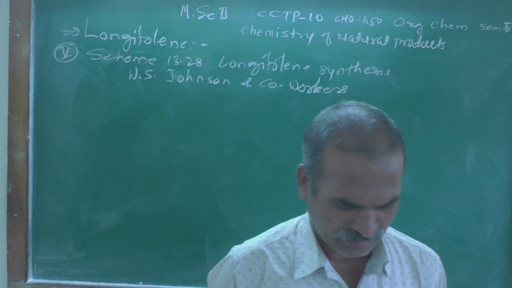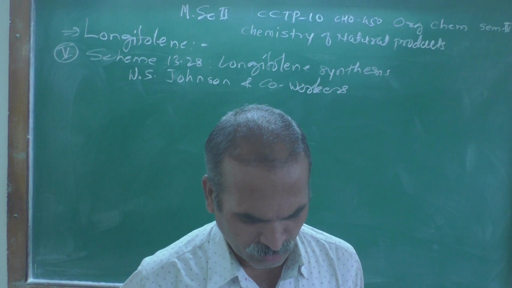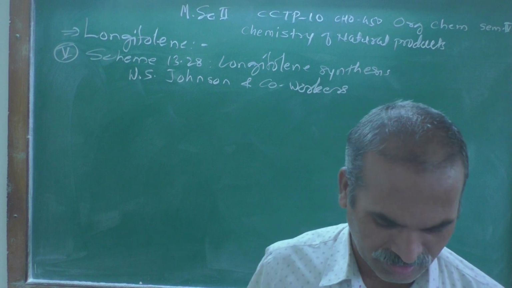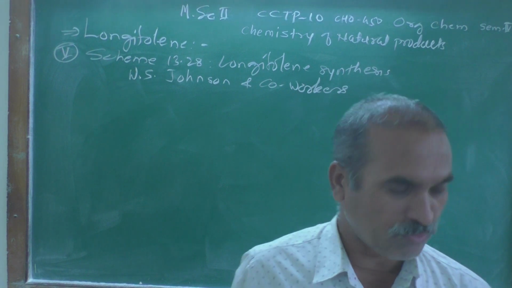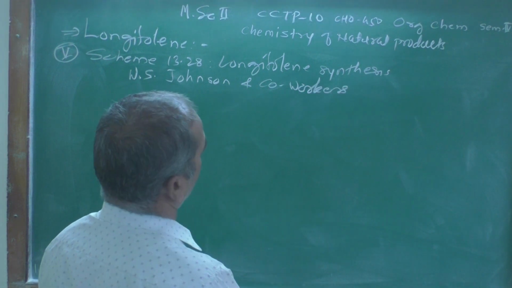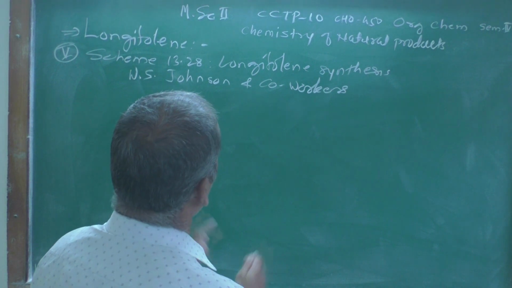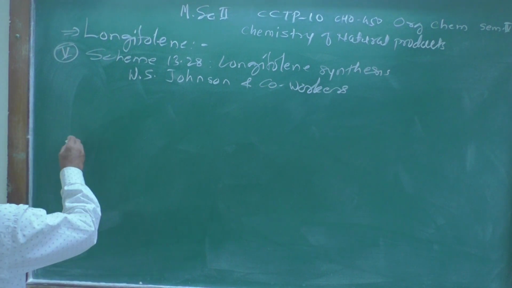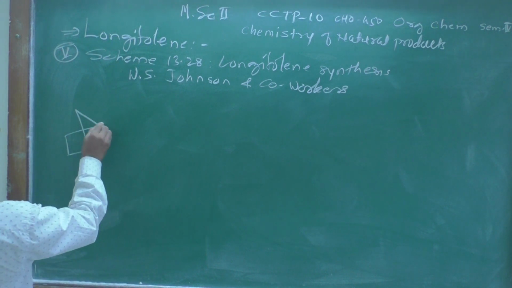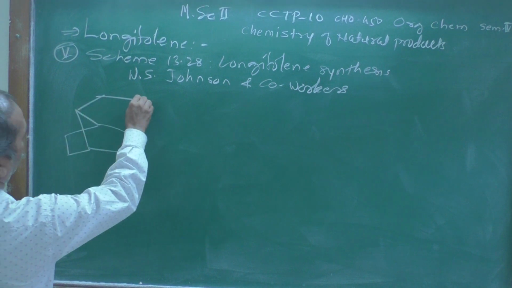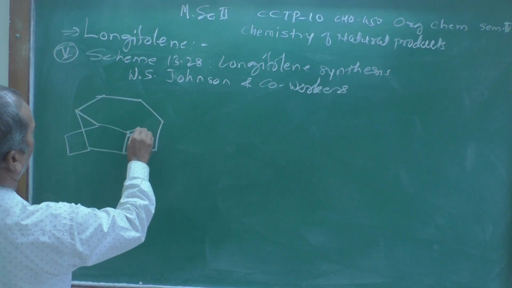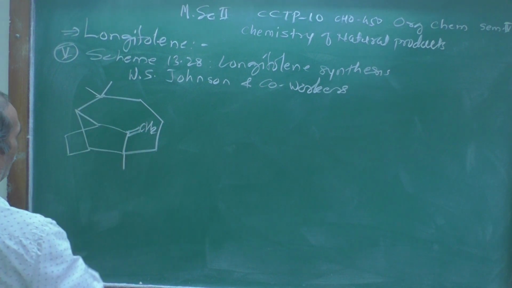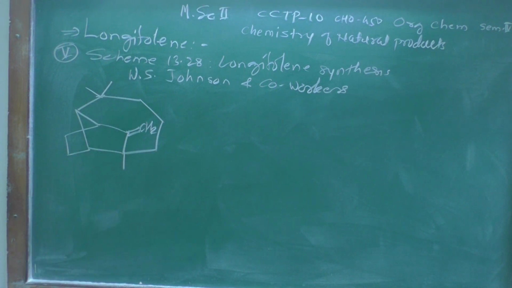So let's see what they have taken as a starting material and how they have synthesized the Longifolene. And we know the structure of the Longifolene, so that is the target molecule we are synthesizing. So this is our target molecule. Here is a CH2. There are 2 methyl groups and 1 methyl group is here.